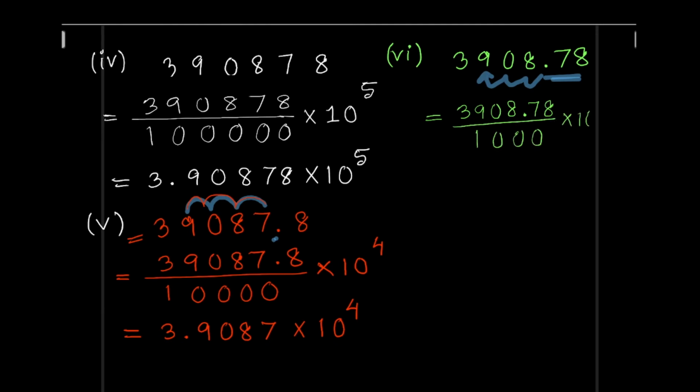3908.78 by 1000 into 10 to the power how much will it be? 3. Because we divided by 1000, so we multiply by 1000. Now where will the point be? 3.90878 into 10 to the power 3. That is the standard form of the given number. Okay? Next, I am going ahead.